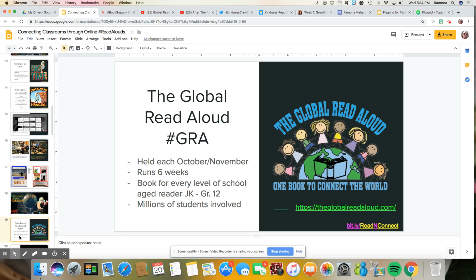And it's held each October, November. It runs for 6 weeks, and there's a book for every level of school-age reader from JK up to grade 12. So she usually groups them like JK grade 3, and then there's like a middle years, and then there's like a grade 7, 8, 9 book, and then there's a high school book. There are millions of students involved in this at this time of the year, and it is probably one of the best read alouds out there. I'm going to let her tell you more about it. So let's just go to that video.